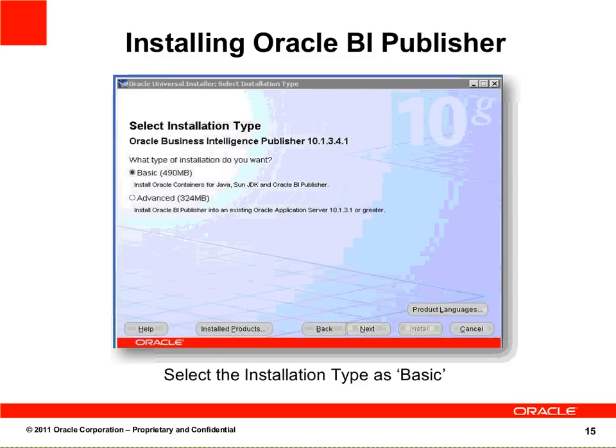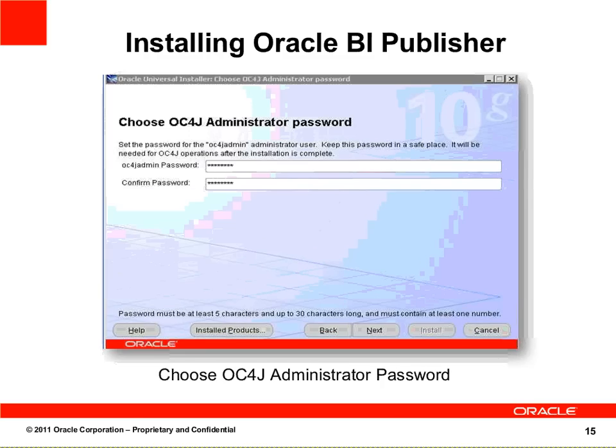Or for better performance and obviously for better control, it is always recommended when you go in production that you can have a dedicated server which is running BI Publisher. So that way you can handle it much better. So we select the type as basic and we hit the next button again.